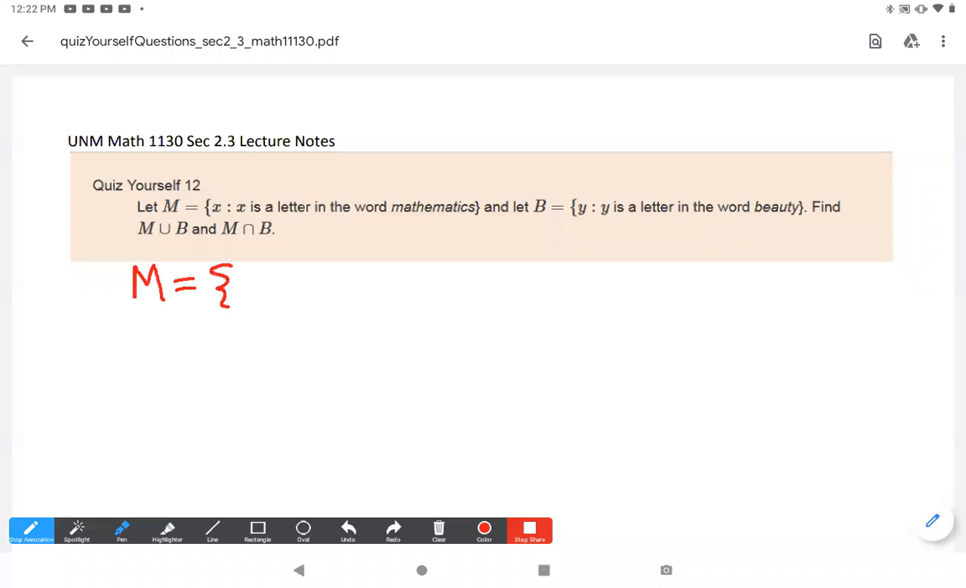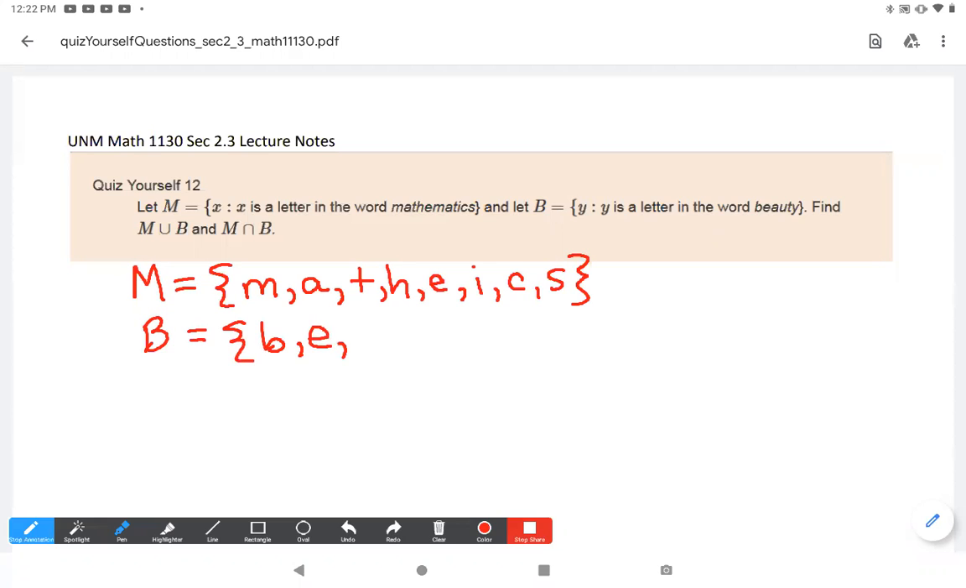Let's first look at what M is. M is, in list form, the letters M, A, T, H, E, M, A, T, I, C, S. And B is the set B, E, A, U, T, Y.